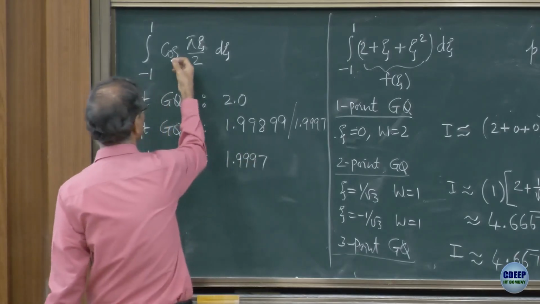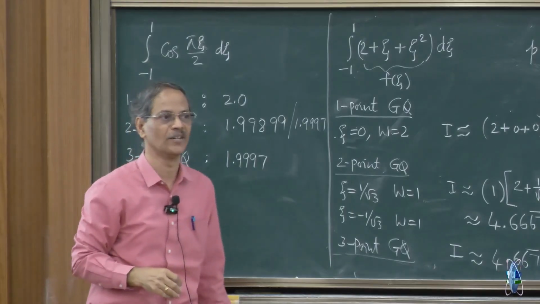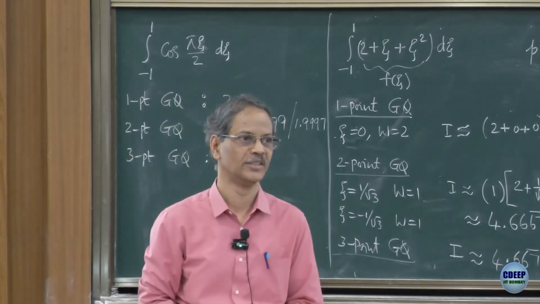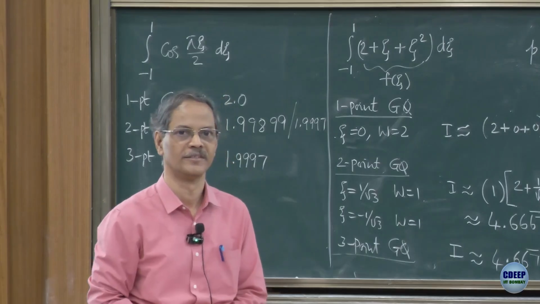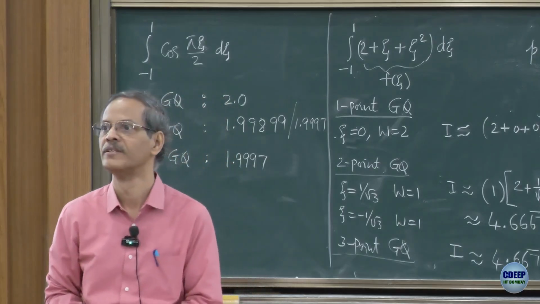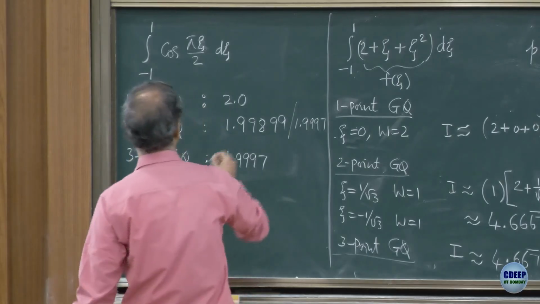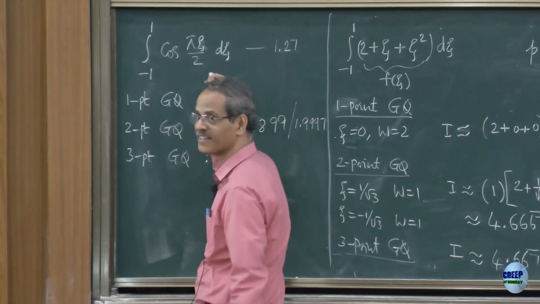This one, the cos expression from minus 1 to 1. What is the exact value? Integral cos, the exact expression is 1.27.